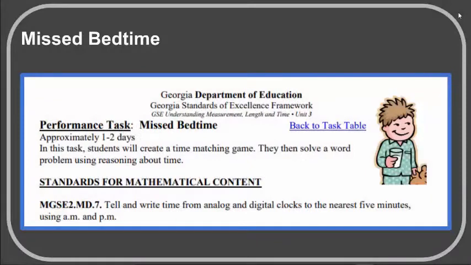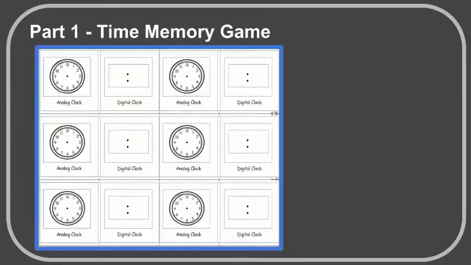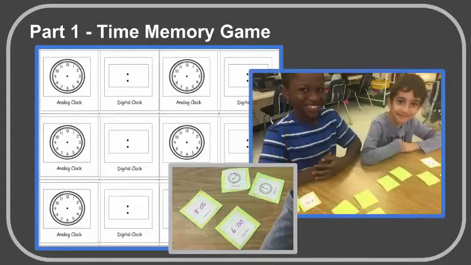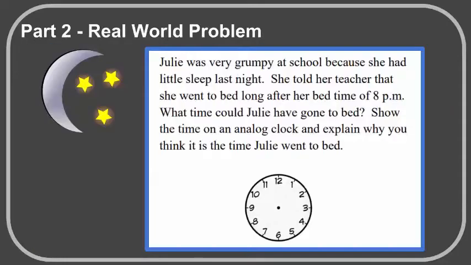Students need multiple opportunities to practice showing and telling time on analog clocks. Below this presentation, you will find links to a few tasks and games. The task Miss Bedtime in the Georgia Frameworks has 2 parts. The first part encourages students to create matching pairs on analog and digital clocks. They then compete against a partner to see who can find the most matching pairs. Part 2 encourages students to apply telling time to real-world situations.